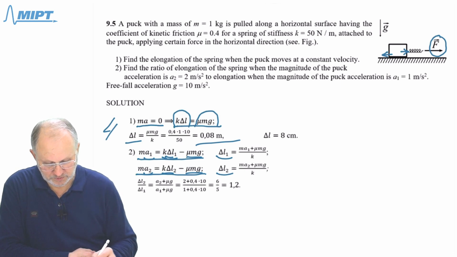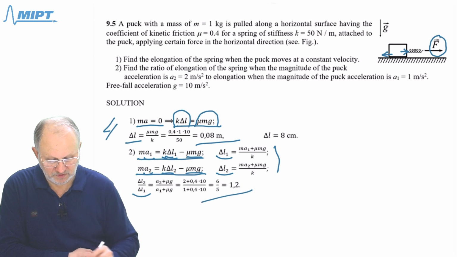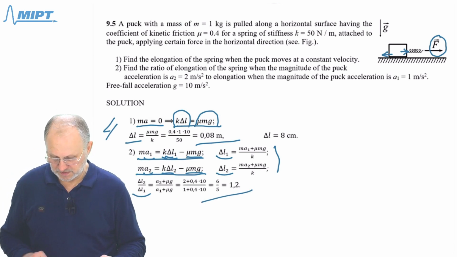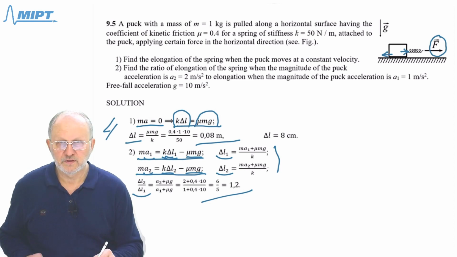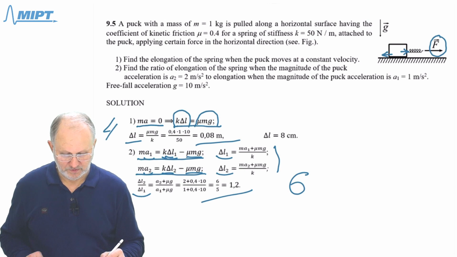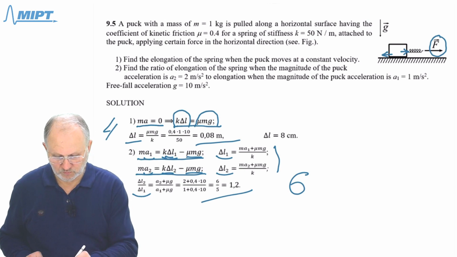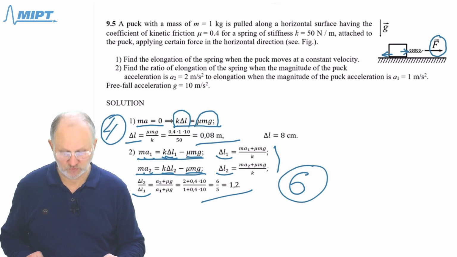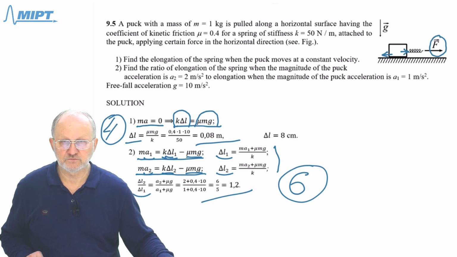elongations of the spring. So the ratio of elongations is calculated from these 2 formulas and is found to be 6/5. If you found this answer to this question, you will get 6 points. So altogether 4 points for the first part and 6 points for the second part will give you 10 points if both parts of the problem were solved correctly.